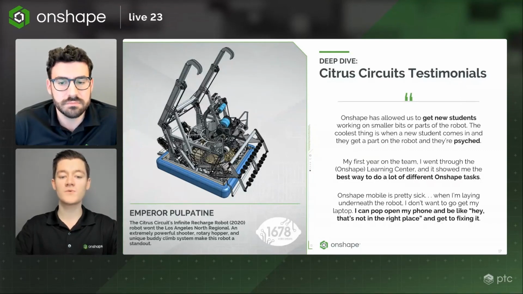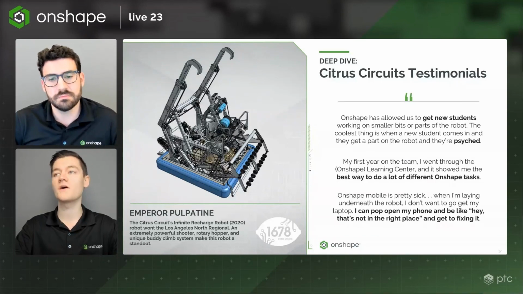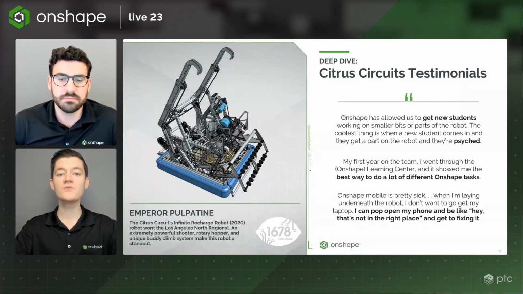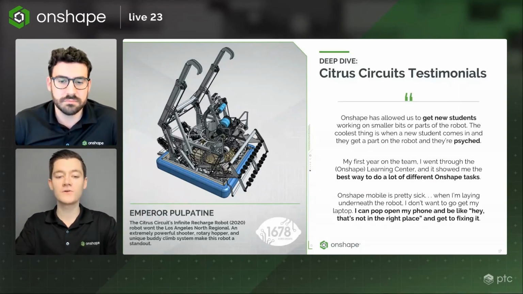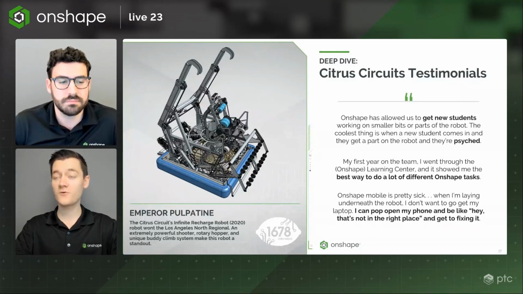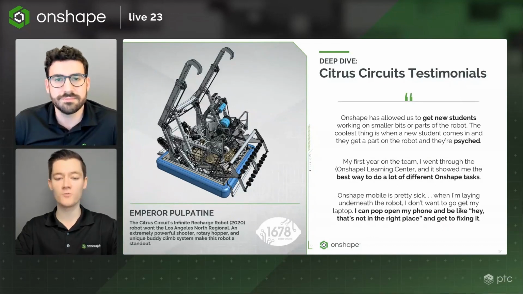The student leaders also had great things to say, specifically about the Onshape Learning Center. Having a huge library of high-quality learning resources makes it way easier to learn Onshape and Onshape best practices. One fun quote that I also wanted to share was about Onshape Mobile. The ability to pull up a model on your phone for quick checks when you're in a tight spot or out at the hardware store can really save you some time.